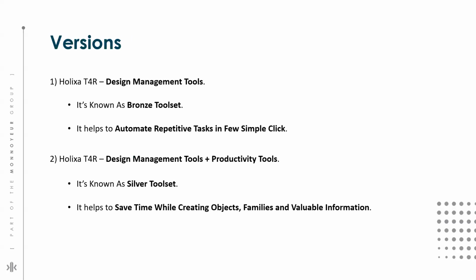And these are our versions. We have a total of two versions in T4R. One is the bronze and another one is the silver toolset. Polixa T4R bronze has design management tools, so we usually call it the bronze tool set. It is going to help us automate repetitive tasks in a few simple clicks. And the second version is the silver tool set, which includes design management tools plus productivity tools. It is going to save time while creating objects, families, and valuable information.